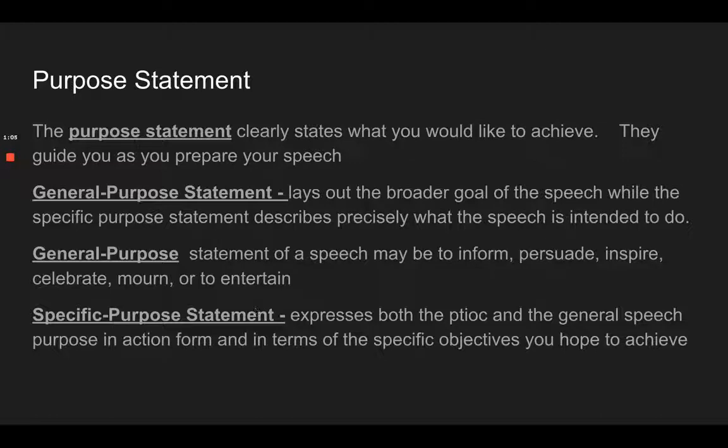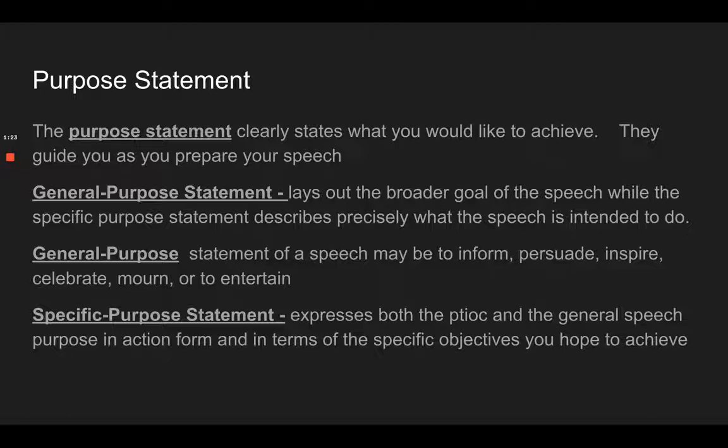The next step is to develop a purpose statement. For the purpose of our class, the purpose will be assigned. So you'll either persuade or you'll inform. So the purpose statement clearly states what you would like to achieve. They guide you as you prepare your speech.